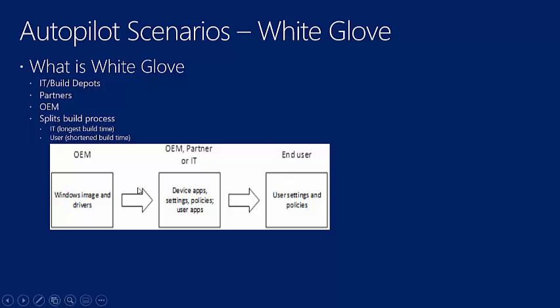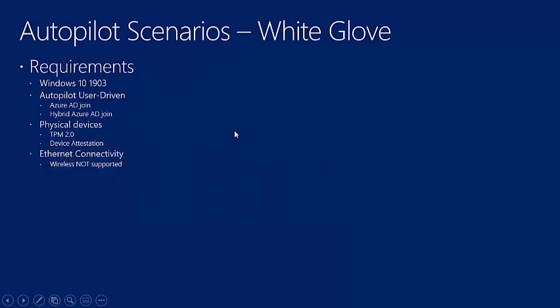So I lifted this diagram from one of our docs where just basically trying to say the OEM is going to provide the Windows image and the driver. The OEM partner or IT will provide the device apps, settings, policies, user apps, basically the configuration to the device. And then the user, when they get the device, user settings and policies specific to the user will be applied, right? So what are the requirements for white glove?